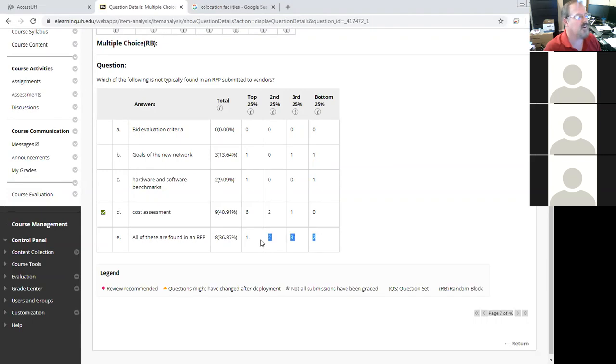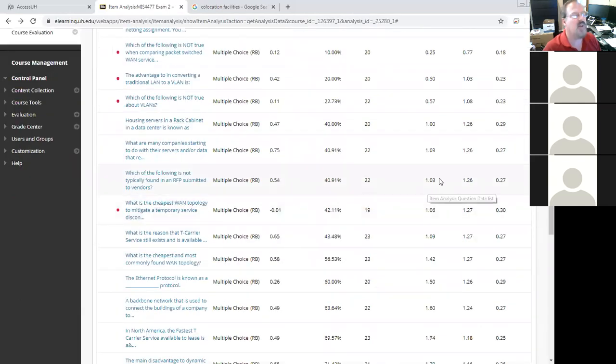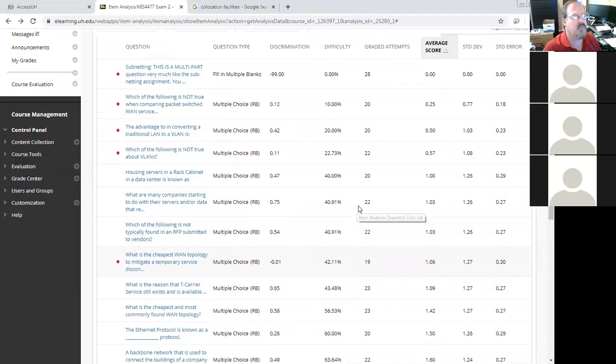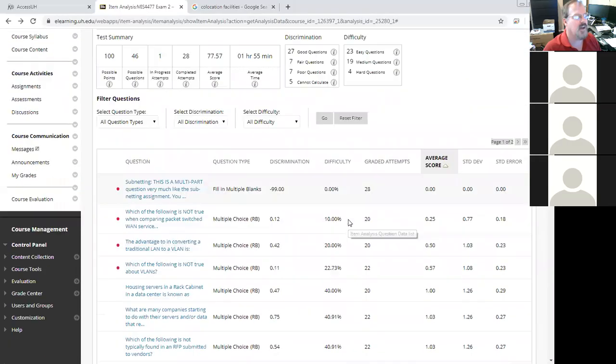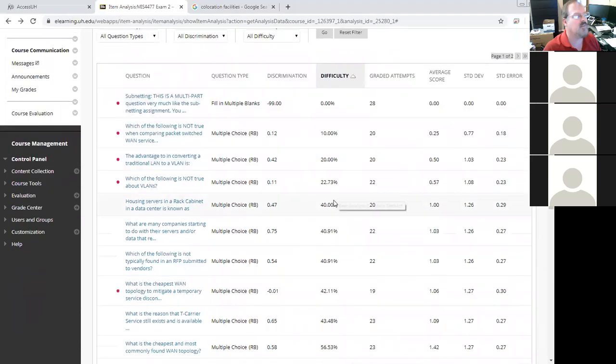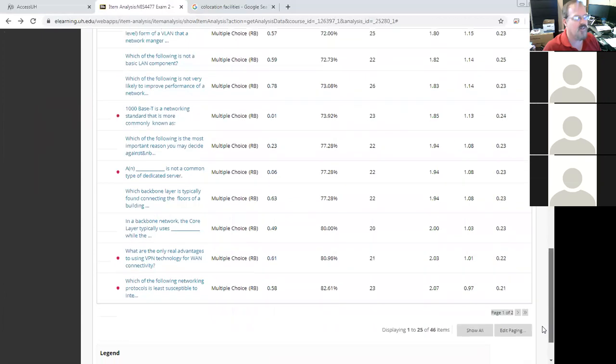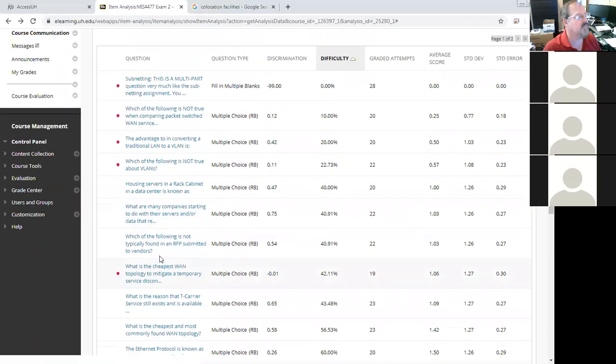So a lot of you put all of these are found, but 40% of you got it right. So probably end up having to give everybody credit anyway, because like I said, if more than 50% of the people miss a question, I typically throw it out. Let's see, I can also put this in a little bit different order as well. There's that same difficulty score. So questions that are not difficult are questions that most people answered right.